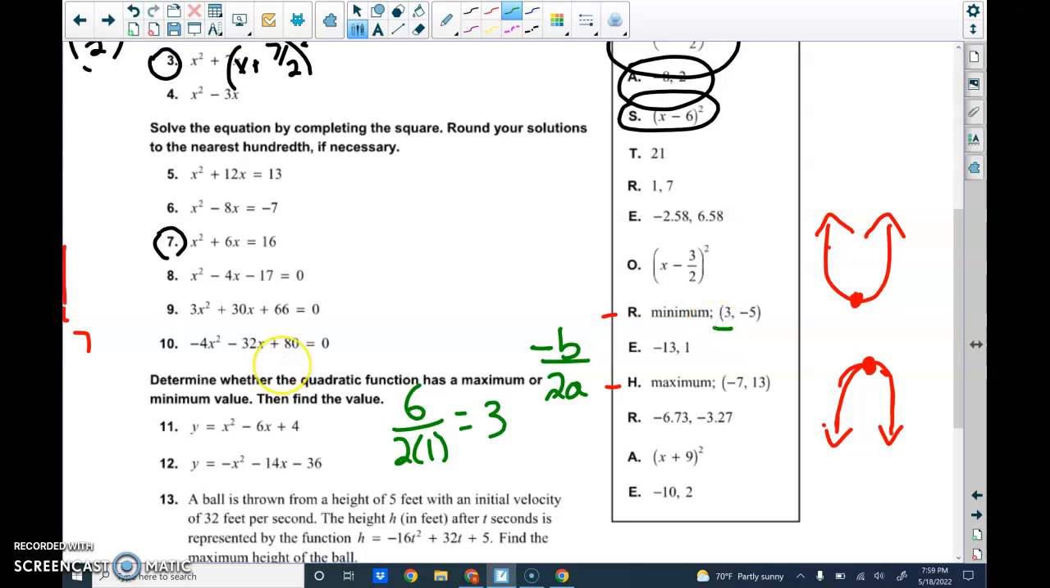And then the way to find the y here, that negative 5, is I'm going to plug in that 3 into this problem. So instead of x squared, I'm going to have 3 squared. Instead of 6x, I'm going to have 6 times 3 plus 4. So x squared is 9. 6 times 3 is 18 plus 4. So 9 minus 18 is negative 9. Negative 9 plus 4 is negative 5. So that's how you would get the other point in your vertex there.